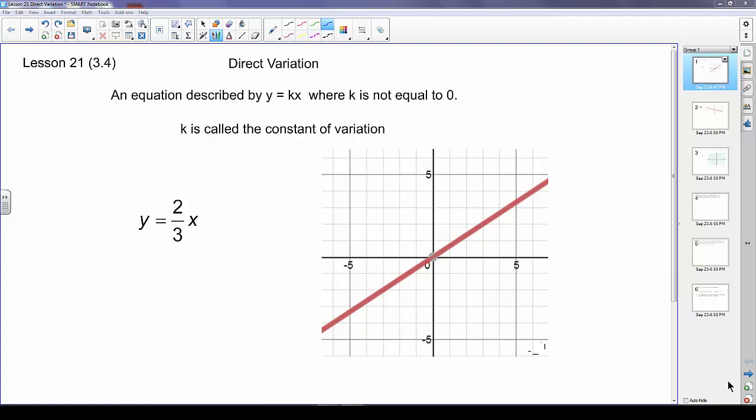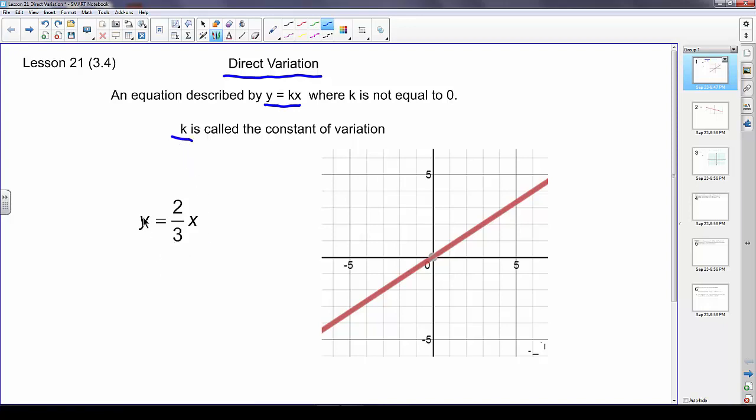Today we're going to continue our conversation related to slope. However, we're going to talk about something called direct variation. And what it is, it's basically an equation described by the formula y equals kx, where we know k is not equal to 0.